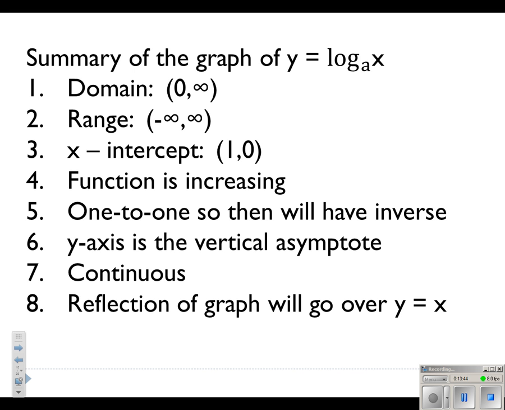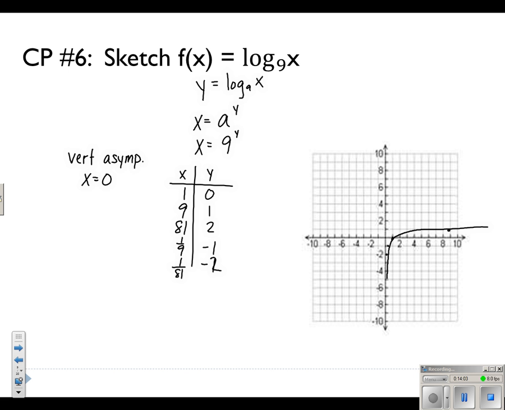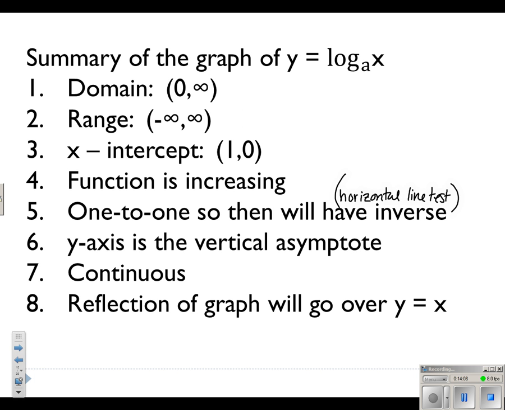The function is increasing. It is 1 to 1. Now remember, the test for 1 to 1 functions was that horizontal line test. These functions that we've been graphing would pass that. Any horizontal line passing through that curve is only going to intersect it in one place. Passes that horizontal line test, we know we'd be able to come up with an inverse function. The y-axis is your vertical asymptote. We talked about that already. That's your x equals 0 line. It's continuous. There are going to be no breaks in that graph. And the reflection is going to go over the y equals x line.